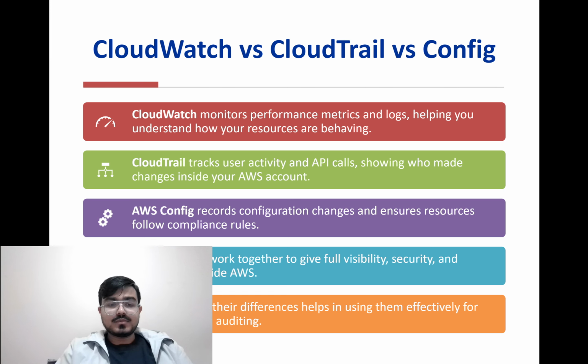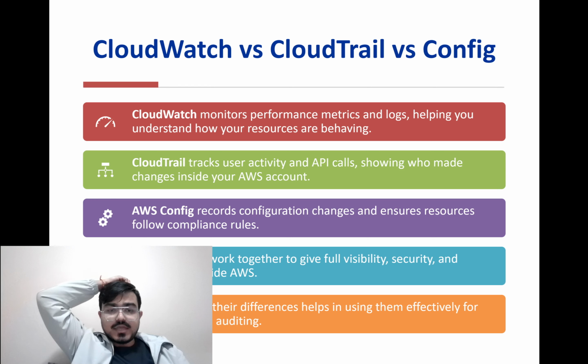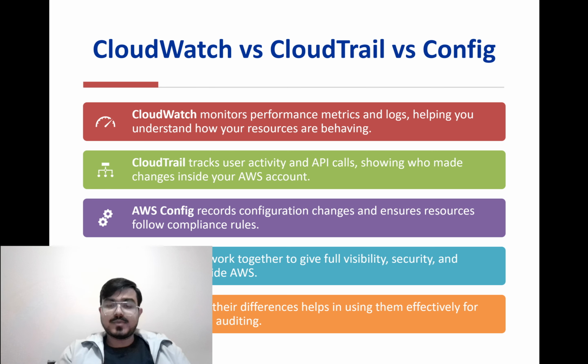A lot of beginners confuse these three tools, so let's simplify them. First one, CloudWatch is for performance monitoring. It tracks usage, metrics, and system health. CloudTrail is for user activity. It tells you who made a change and when. And AWS Config is for compliance and configurations. So it records how resources change and checks if they follow rules.